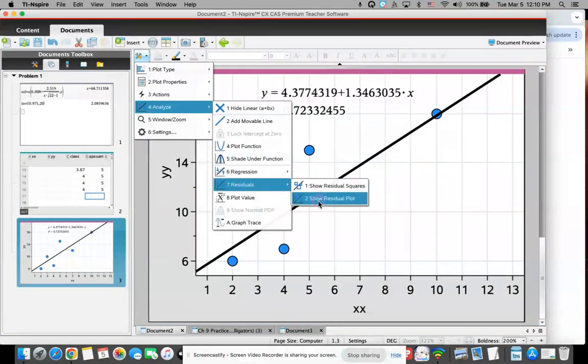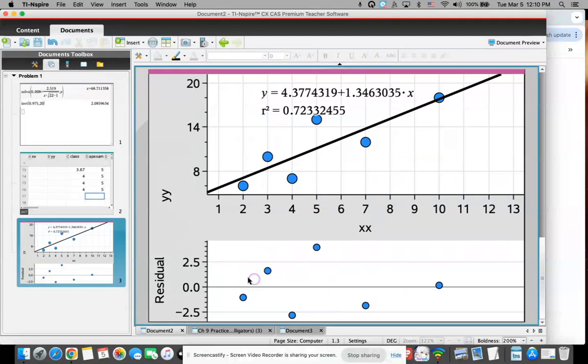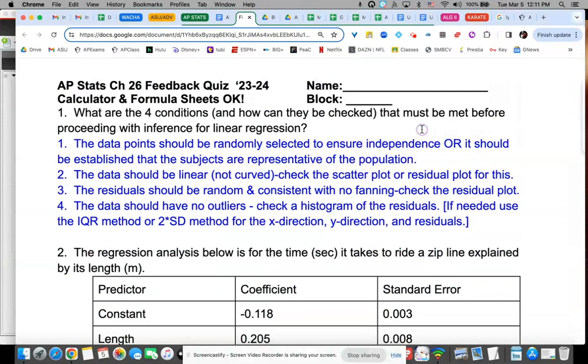If I were to analyze and show my residual plot, then I could see that, okay, this is pretty scattered. It's below and above and below and above and below, right? So that's scattered. There's no pattern. This is just as high as these. It would be nice if I had more data points, but there's nothing wrong with this data set here. Okay, so no fanning. You've got to check that. That's a third condition. So it's not curved, there's no fanning, there are no outliers, right?